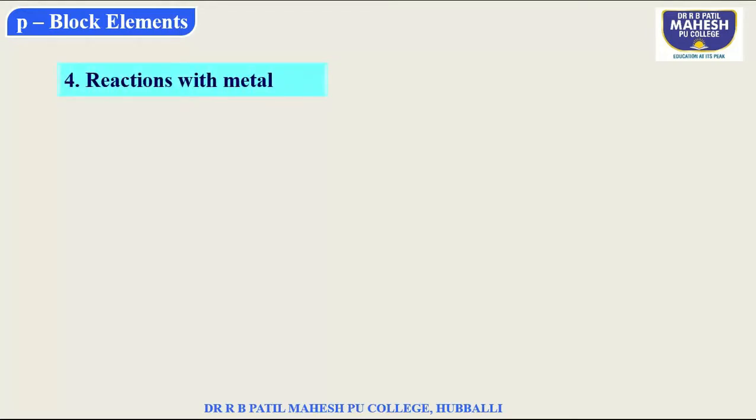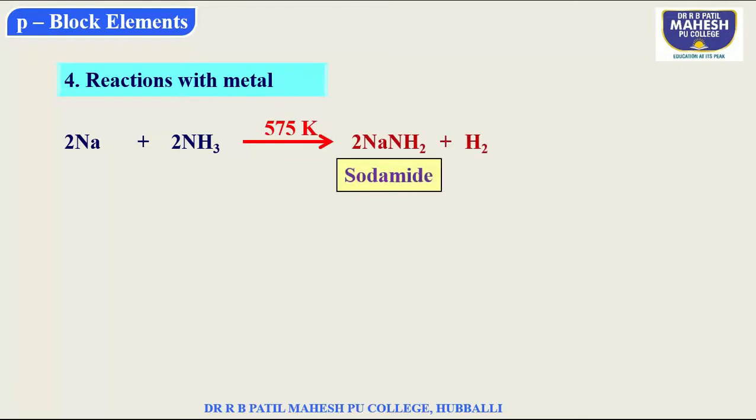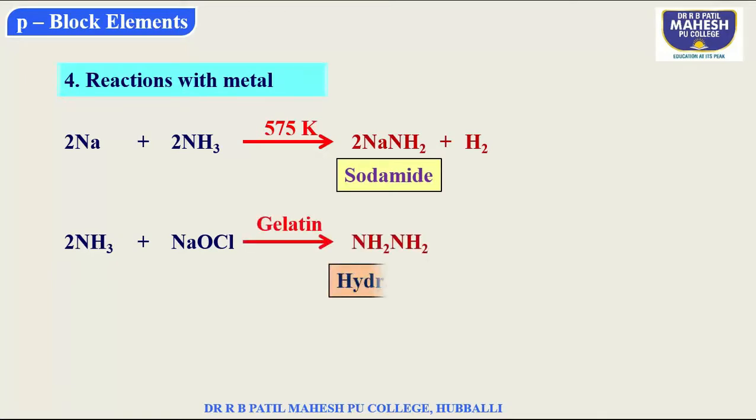Reaction with metals. Sodium metal reacts with ammonia and forms sodamide as a product along with dihydrogen as a gas. This reaction is carried out at a temperature of 575 Kelvin. When ammonia reacts with sodium hypochlorite in the presence of gelatin as a catalyst, it forms hydrazine as a product along with sodium chloride and water.